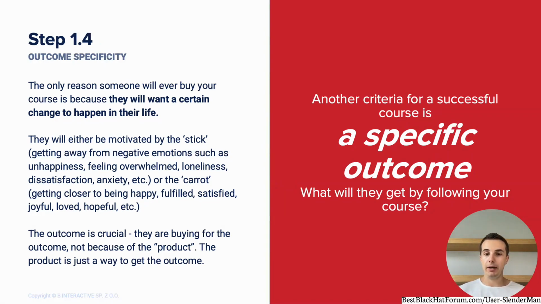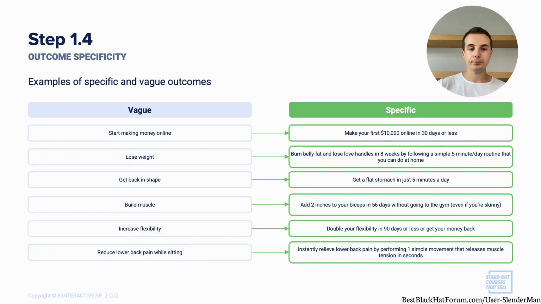People are always going to buy for the outcome, not because of the product, not because of your course. Your course is just a process that they can follow to get the outcome. So we have to identify a very specific outcome to focus on, and give people the steps they can follow to achieve it, because that's going to determine the value of the course. Let's go over some examples of what specific and vague outcomes are so you can see how this looks in practice.